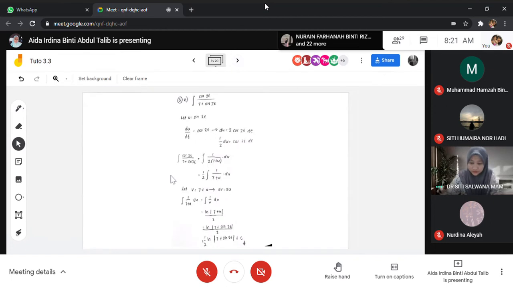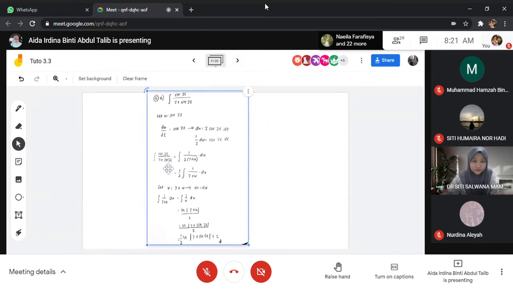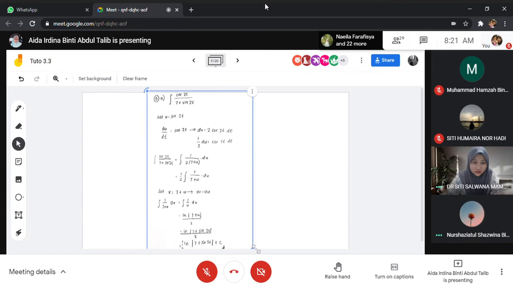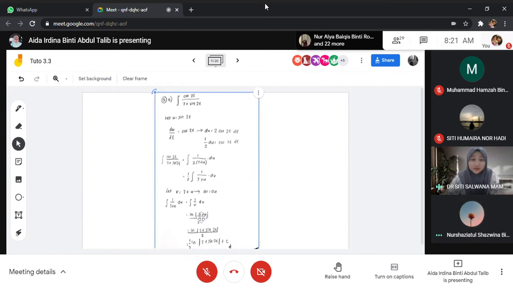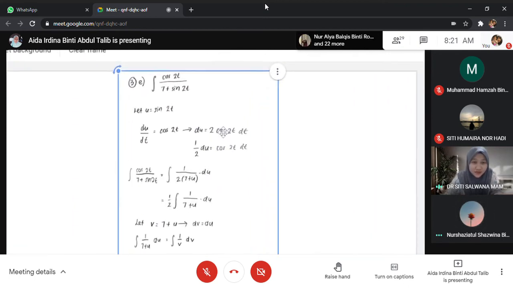Okay, next. Mi doktor. Zoom in ni sebabnya kecil sangat tulisan you ni, comel sangat.